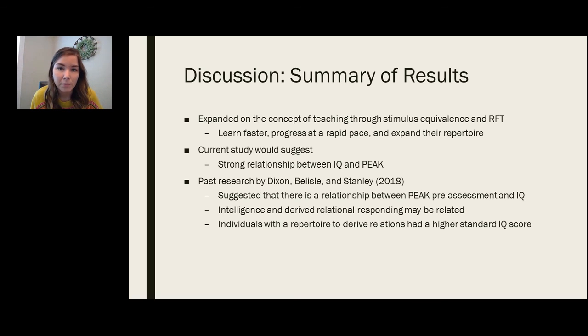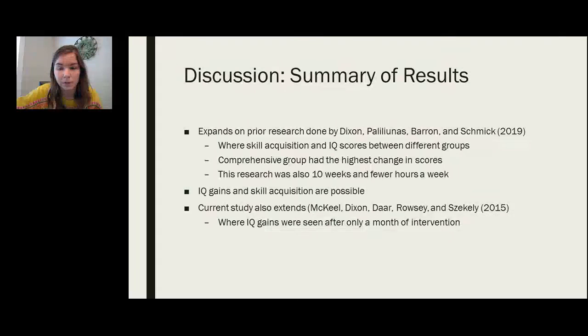Past research done by Dixon in 2018 suggested that there was a relationship between the PEAK pre-assessment and IQ. Intelligence and derived relational responding may be related, and it also said that individuals with a repertoire to derive relations had a higher standard IQ score. So the current study would also expand on those results.